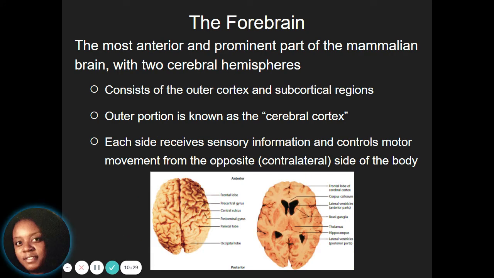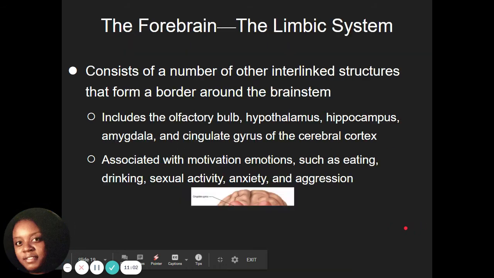Your forebrain is at the front. It contains the outer cortex, it contains the cerebral cortex, and receives this sensory information that's coming from the spinal cord. It also controls your movement for opposite sides of the body. So you can see here from the picture an example of the posterior and the anterior parts of the forebrain.